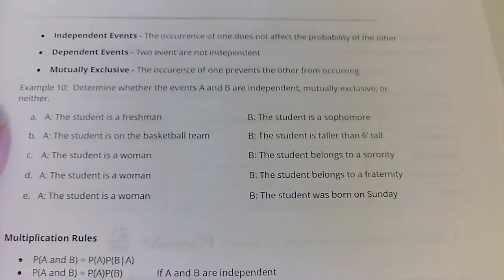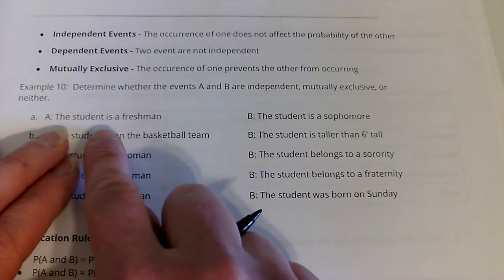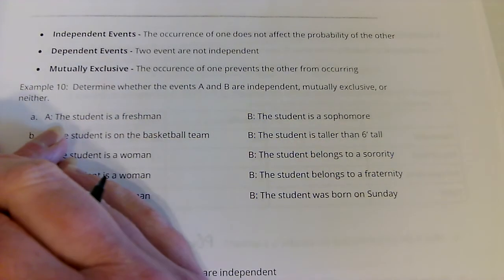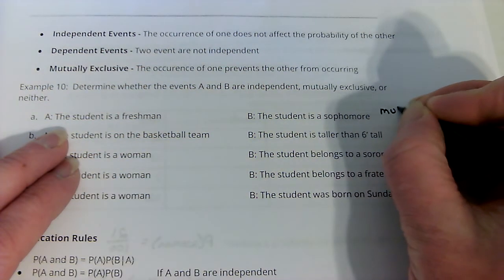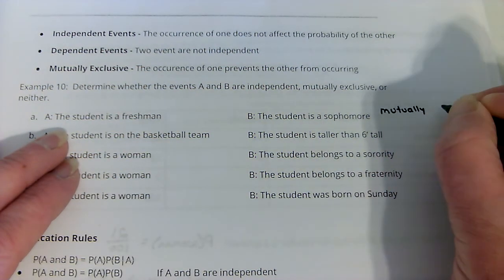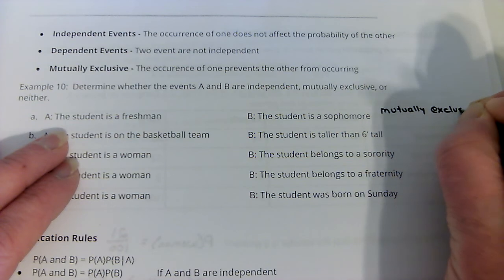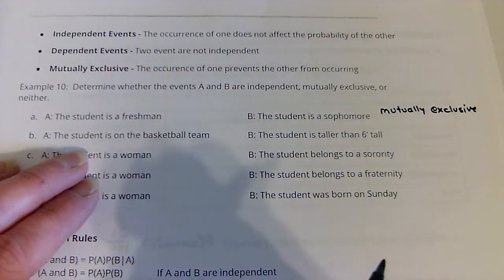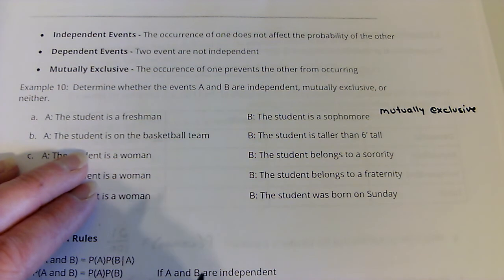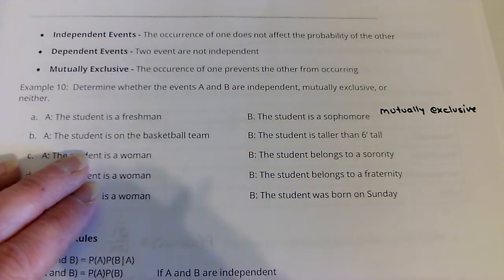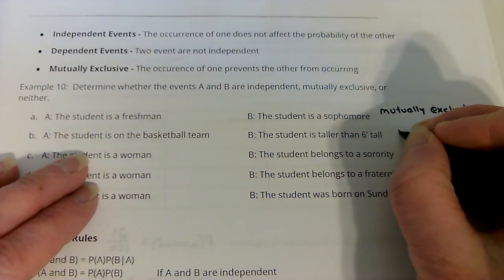So let's see the difference in each of these. The student is a freshman, the student is a sophomore. Yeah, those are mutually exclusive. There's no way they can happen at the same time. The student is on a basketball team. The student is taller than 6 feet tall. Does one affect the other? Well, that's independent.